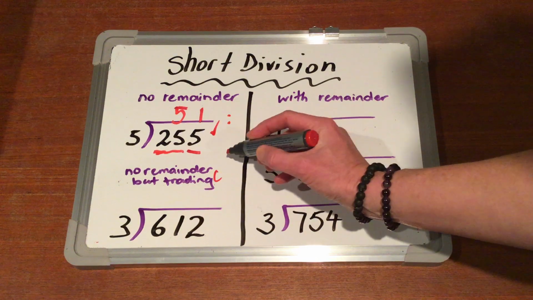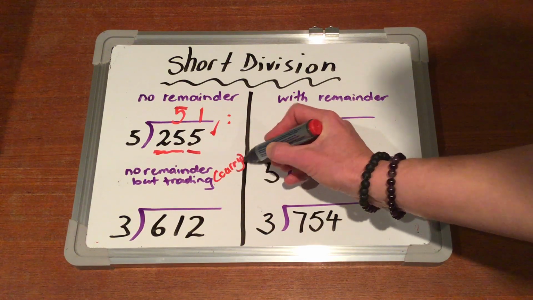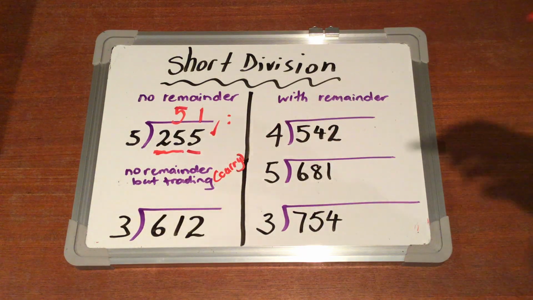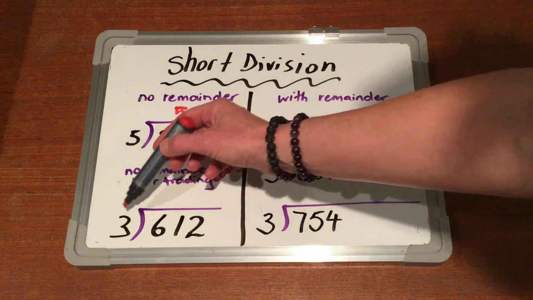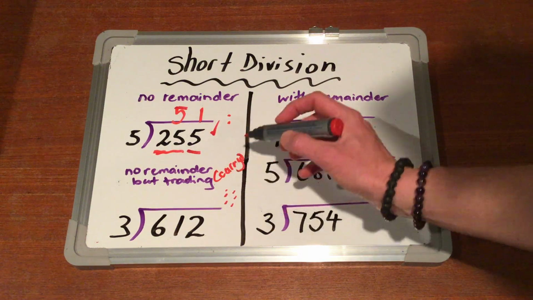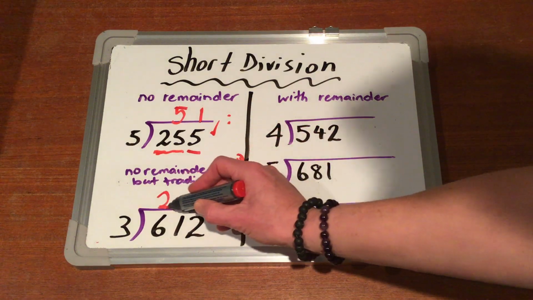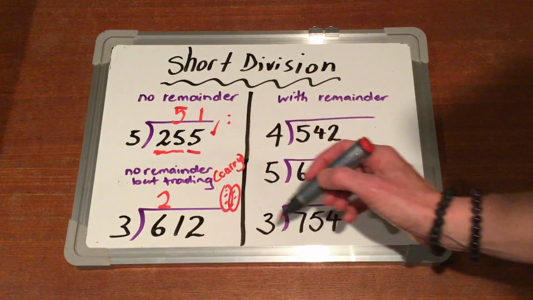Next one, no remainder but trading. When your parents were younger, they used to use the word carry. Similar thing, or same thing. Okay, here we go. We've got 3 into 6. I've got 6 objects. There they are. And I can make 2 groups of 3 out of that 6. There it is. 2 3s are 6.